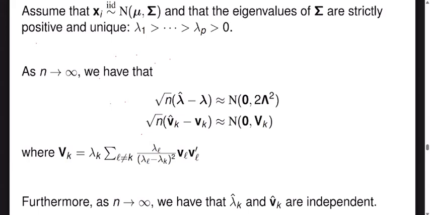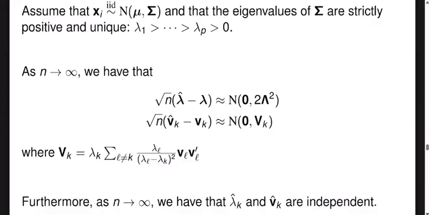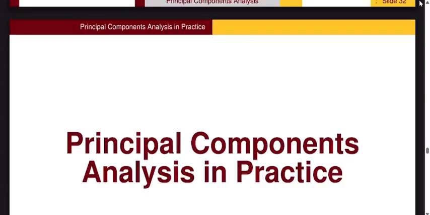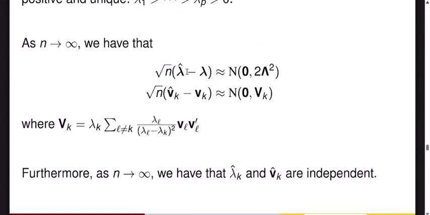Oh, one second. I'm going to share that again for you to see. So in case I want to test hypotheses about eigenvalues and eigenvectors, and the sample size is large, that's why the distribution is very important.